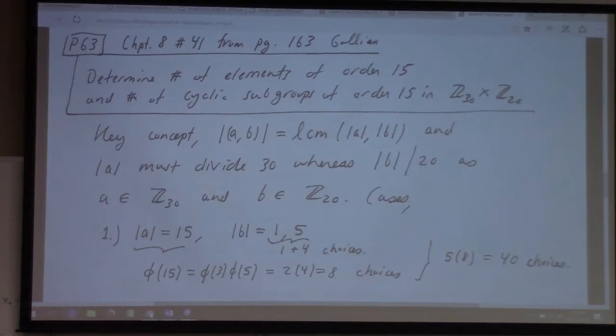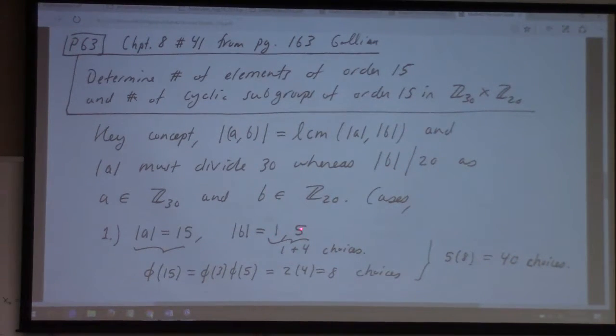Here, number 63, we have determined the number of elements of order 15 and the number of cyclic subgroups of order 15. The key concept here, of course, is that the least common multiple of the orders is the order of the pair. In context, A is from Z30, B is from Z20, so the order of A must divide 30 and the order of B must divide 20. That's pretty limiting. So to get 15 for the order, I can put 15 here and a 1 and a 5 here. I can't choose 3 here because that doesn't divide 20, so it's not allowed.